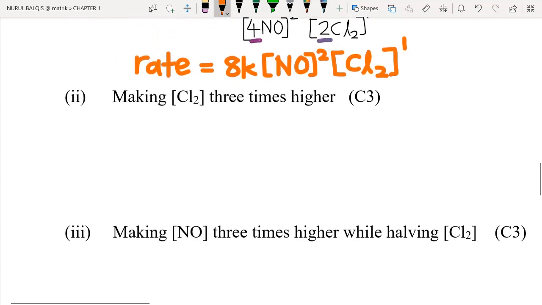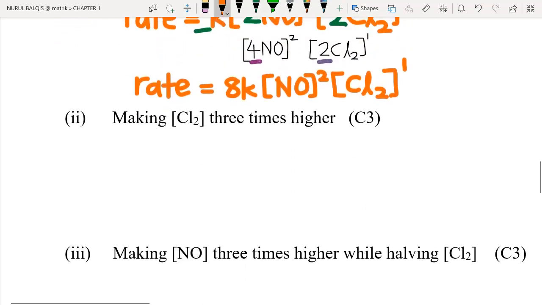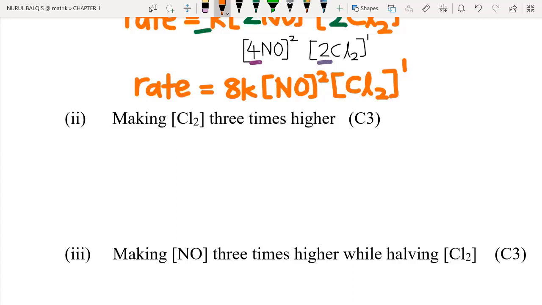Next, we're gonna try for the second question. Making Cl2 3 times higher. So we want to times this Cl2 only. They didn't mention anything about NO, so NO will remain as it is, so means times 1. Then Cl2 we need to times it with 3. So we need to first start with the rate law.